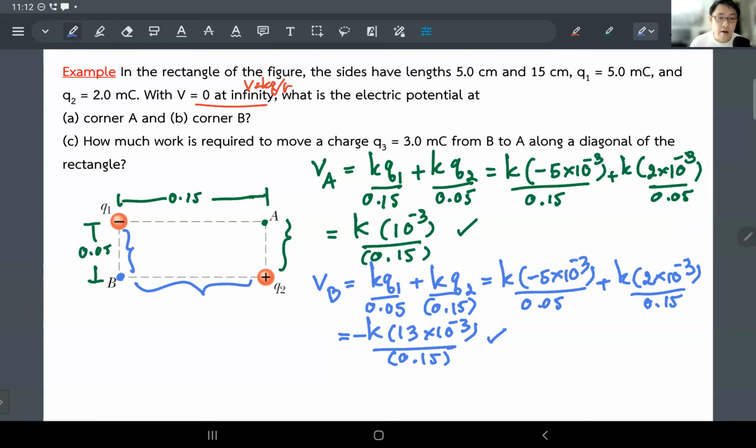Cool. So finding out the potential at A and at B are not bad. These two are fine. Now, the decisive moment is here. What about question C, guys? How much work is required to move a charge Q3? Now you have the third charge, 3 microcoulomb, from B to A along the diagonal of the rectangle. There you go. I want to drag the third charge. I have Q3. I want to start from B, drag it diagonally to A. How much energy is required? Go ahead.